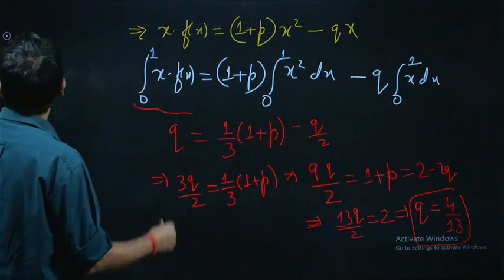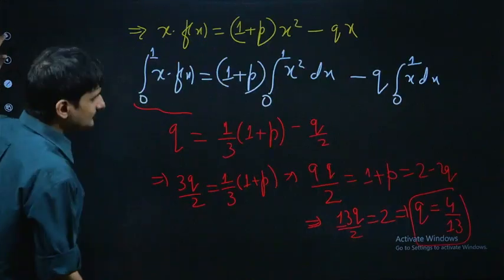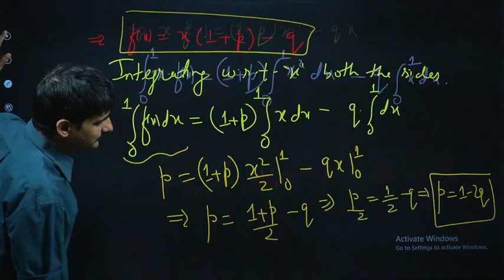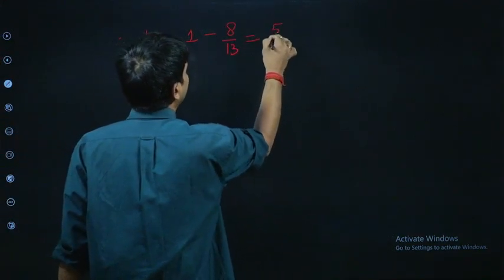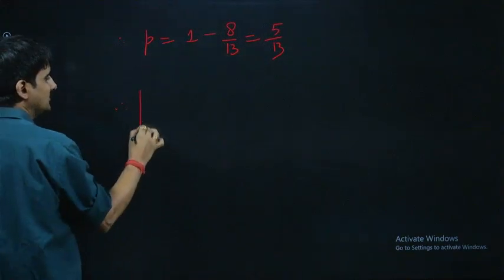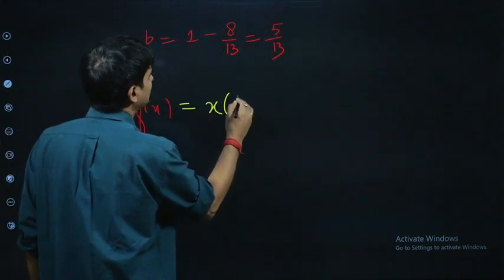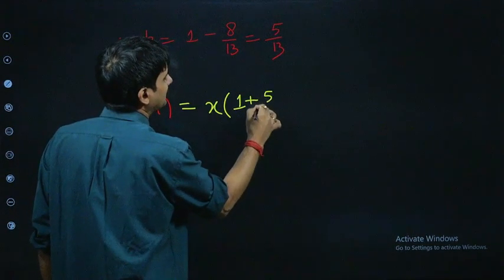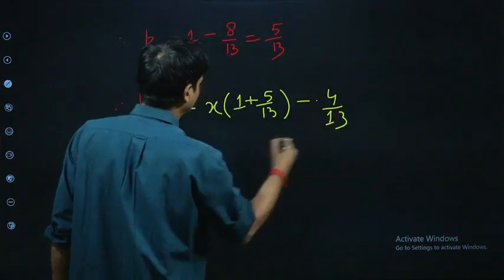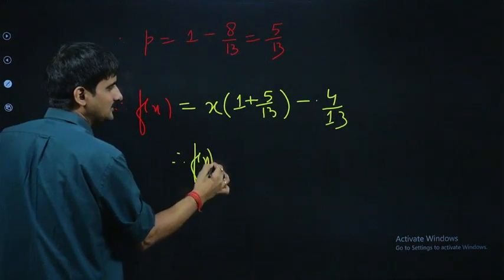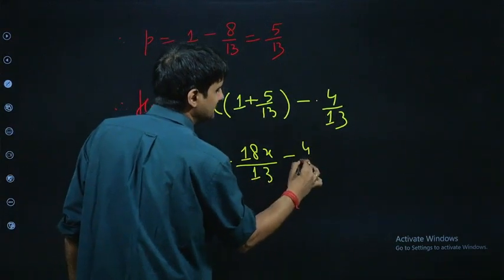It's all okay. So therefore, p is 1 minus 2q. So 1 minus 8 by 13, so it's 5 by 13. So hence our function is x times (1 plus p), so 1 plus 5 by 13, minus q, minus 4 by 13. So therefore it's a linear function, 18x by 13 minus 4 by 13.